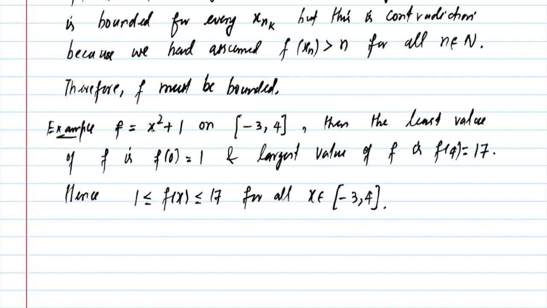And we can clearly see that the function f equal to x squared plus 1 was a continuous function defined on a closed interval, and this is obviously also bounded. So with this example we conclude this lecture.